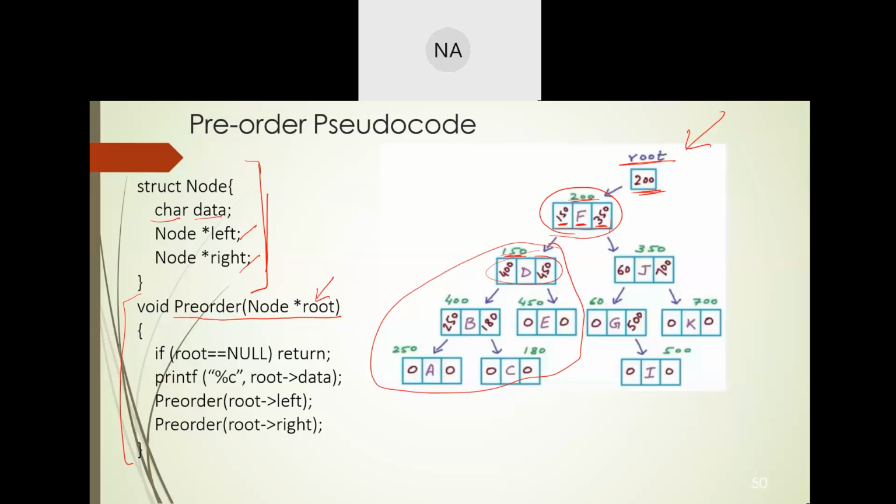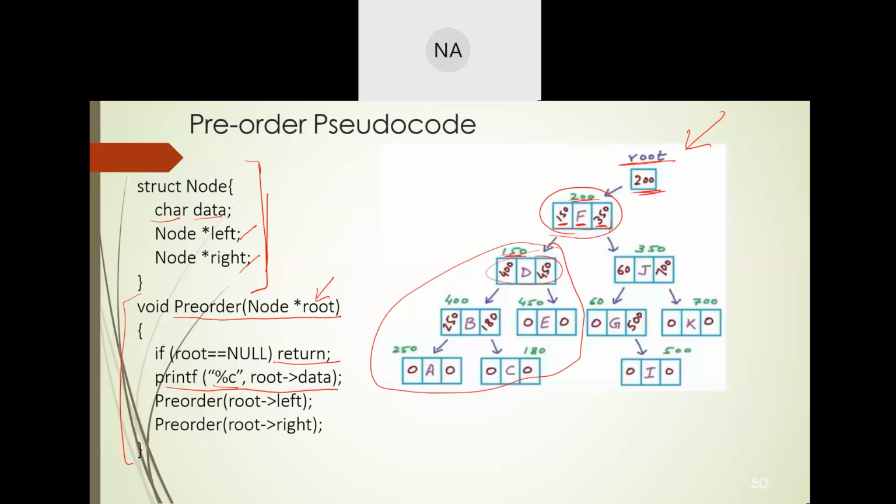So using this algorithm, you can simply traverse this tree in pre-order traversal. The code is very simple. If root is equal to null, that is, if the binary tree is empty, then simply return, and nothing will get printed. Otherwise, print the data stored at the root node. Data here is characters, so %c.